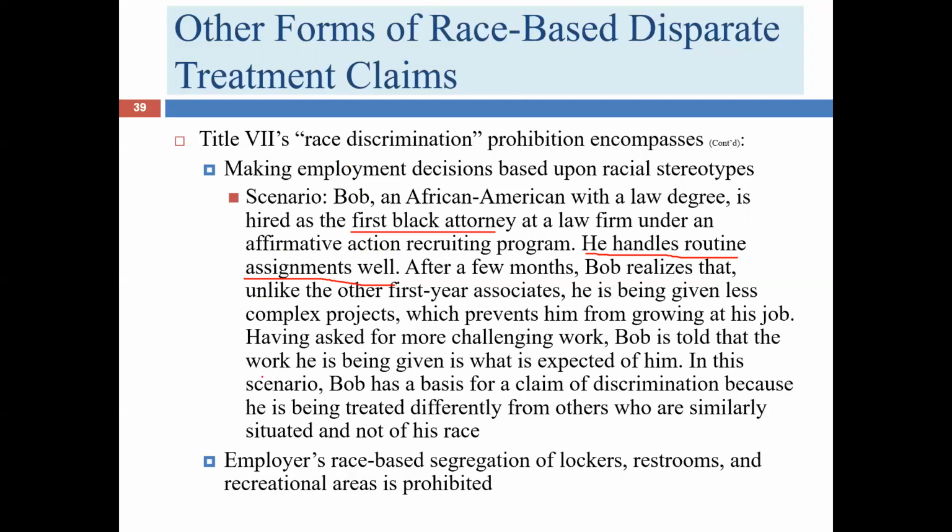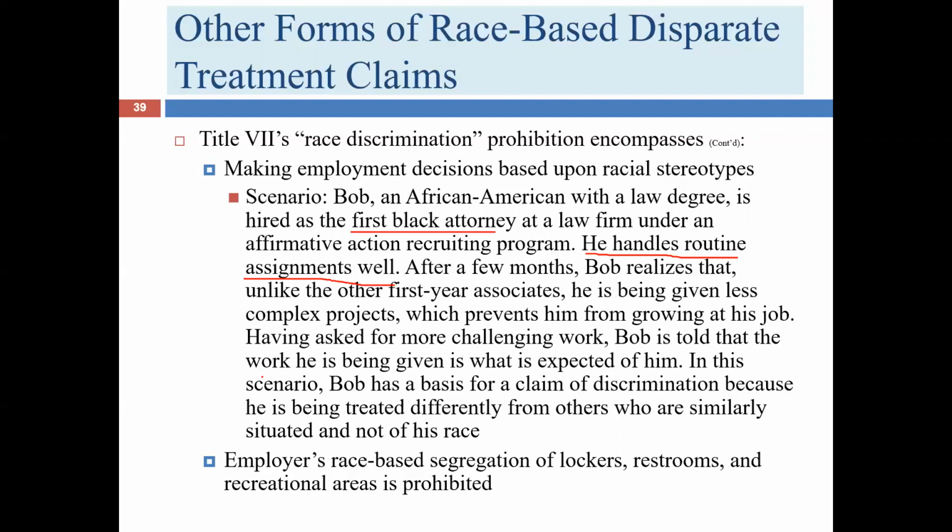Obviously, an employer can't race segregate. So you can't have one locker room for African Americans, one restroom for African Americans, one recreational area for African Americans. Now, it's fine if employees during their off-the-clock time choose to self-segregate. Let's say there's a break room where everyone is entitled to be, but it just so happens that there ends up being a white employee table and a Black employee table. That's fine. There's not a requirement that the employer come in and say, okay, we're going to sit in alphabetical order or something along those lines.